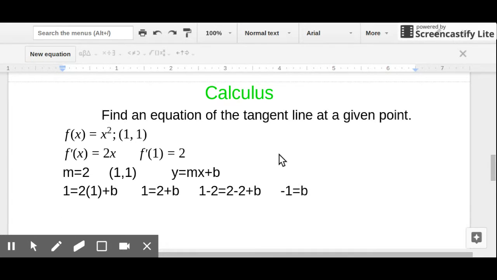So now we have our equation: y is equal to m, which is 2, x, and then minus 1. You see that? So there's our equation. Let's go ahead and plot that on the graph.